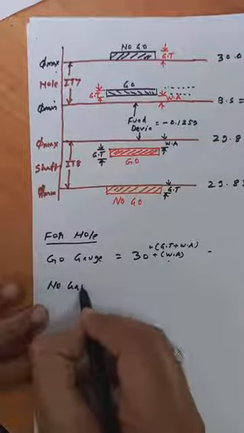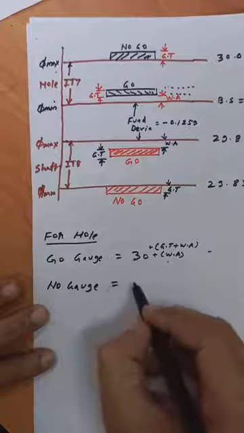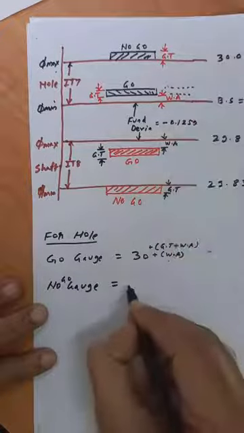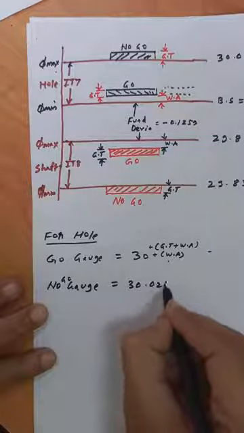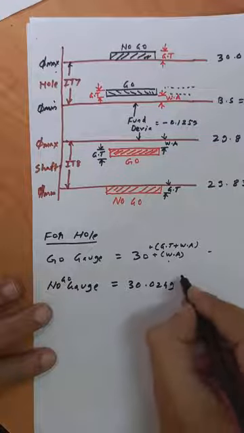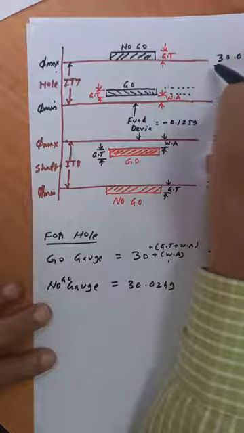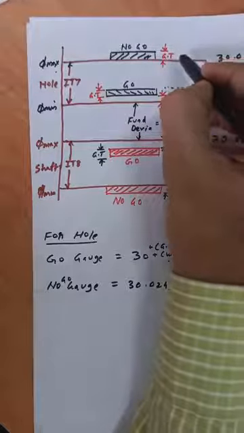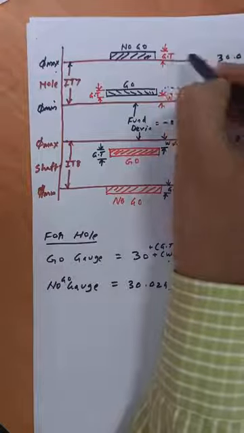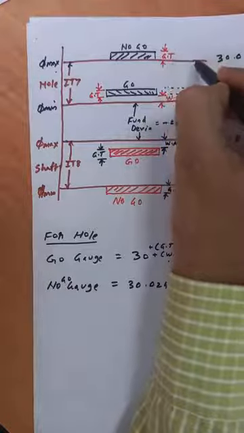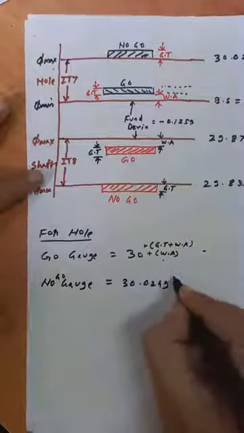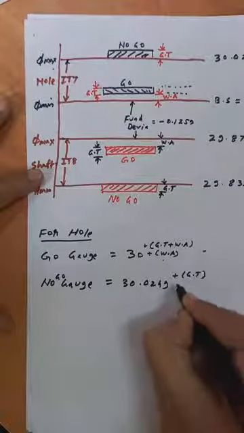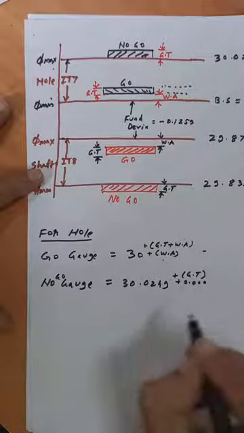And for the no go gauge, the basic size is 30.0249. The maximum value for this no go gauge is this plus the gauge tolerance, and the minimum is equal to this 30.0249.